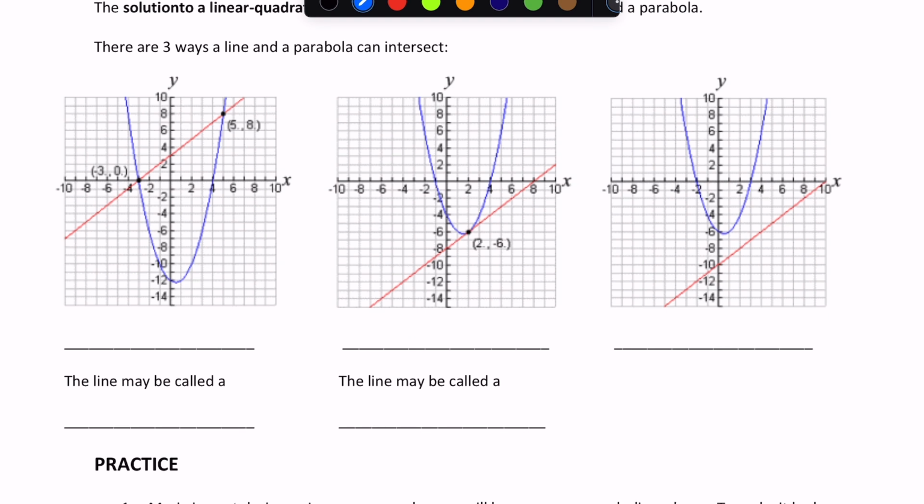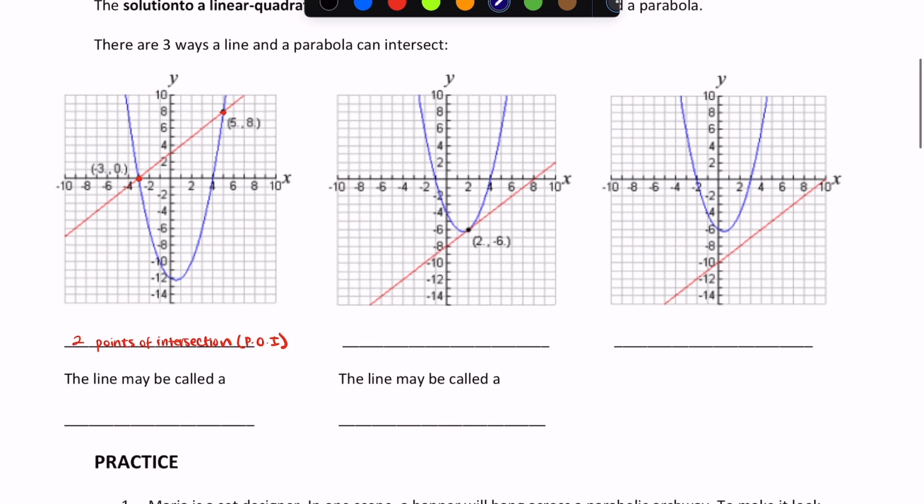If we look at this first picture on the left, we see that there's 2 points of intersection, or for short, we just write POI. And this line is called a secant line.